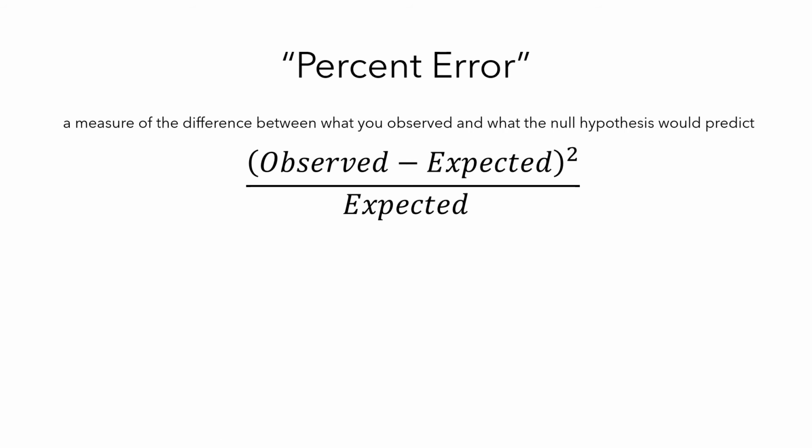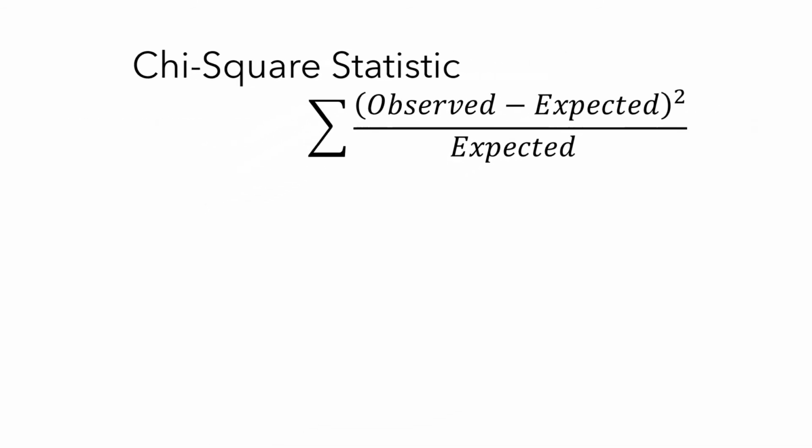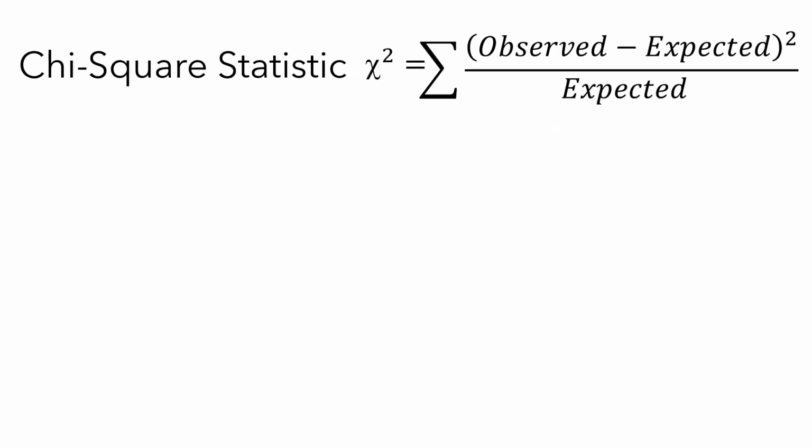So we can compute the percent error for each of the months, but what we really want to compute is the total percent error for all of the months combined. To do this, we add together all of the percent errors. When we do this, what we get is something called a chi-square statistic. And how do we go about computing the value of this statistic?